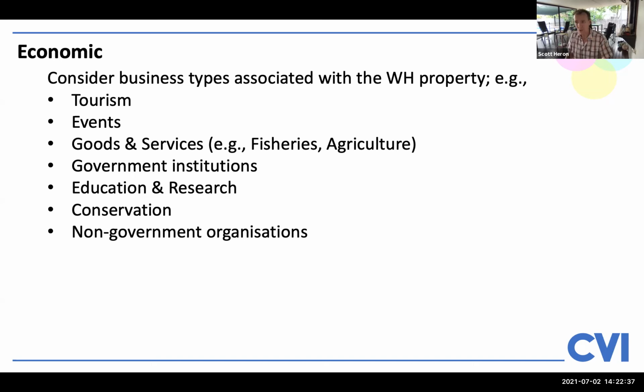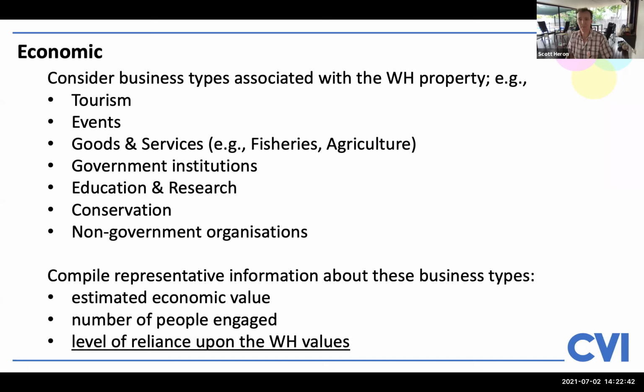What we want to do in a workshop, in an application of the CVI, is to compile some representative information about those business types. And so that might include an estimated economic value. It could include the number of people engaged in that business type, but it is important that we look at the level of reliance of these business types upon the World Heritage values. Because again, through the whole CVI process, we're looking through the lens of World Heritage values.